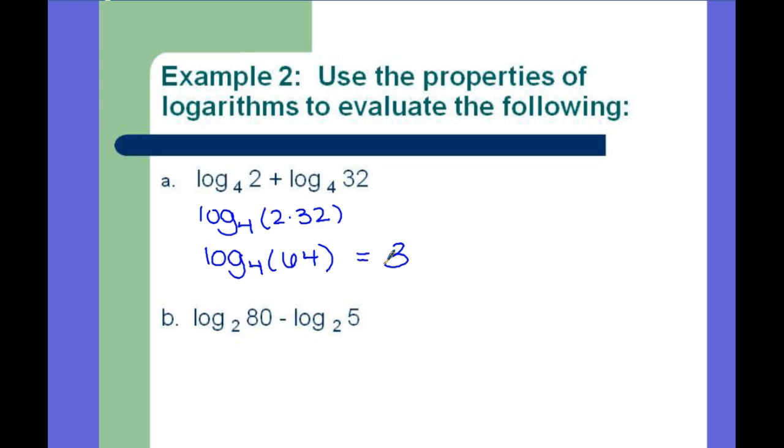Okay, log base 2 of 80 minus log base 2 of 5 is the same as log base 2 of 80 divided by 5, which Justin and Andrew learned was how much per person? 16. Yeah. So log base 2 of 16. So what power do you have to raise 2 to get 16?